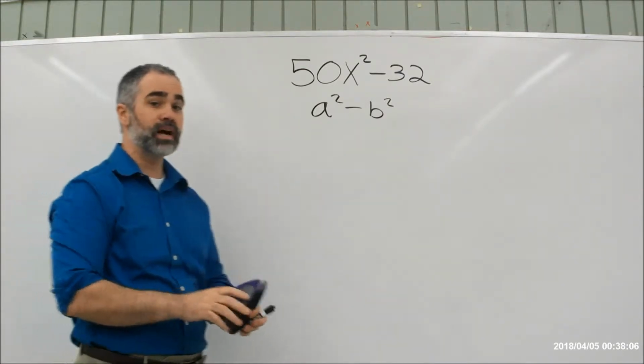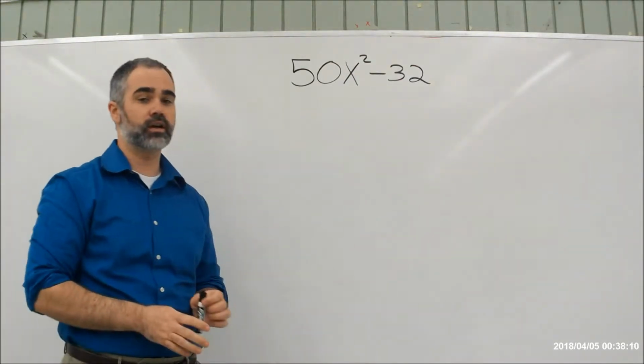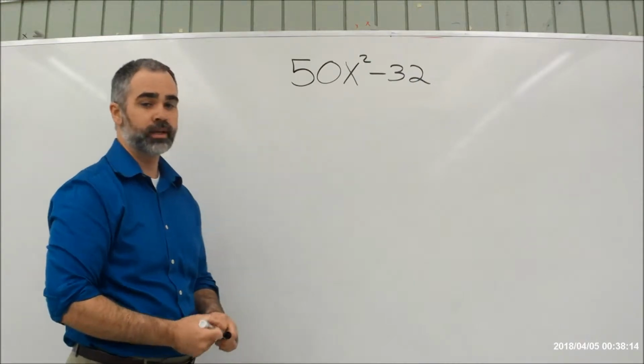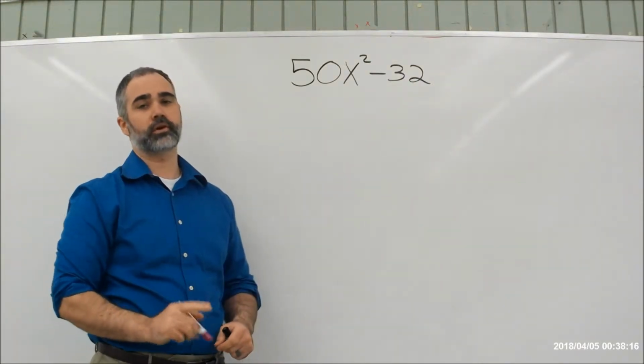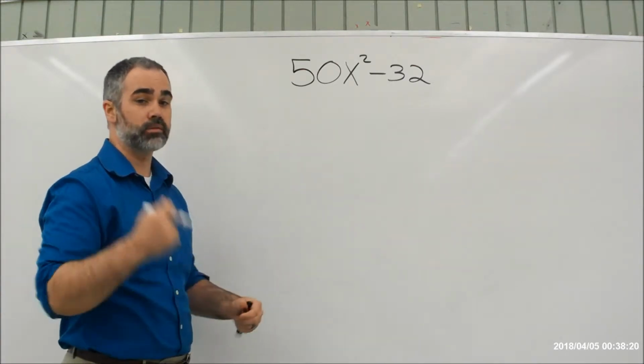But if we combine another strategy we learned in a previous episode, we can solve this. And that is finding a common multiple. Now, you should always check for a common multiple on every factoring problem. If you can do that, you're going to be in great shape.